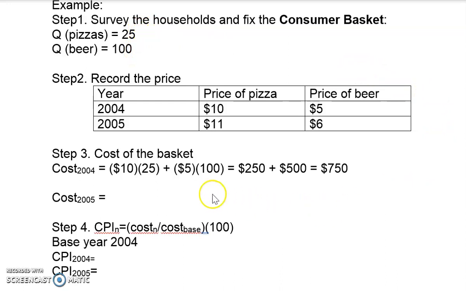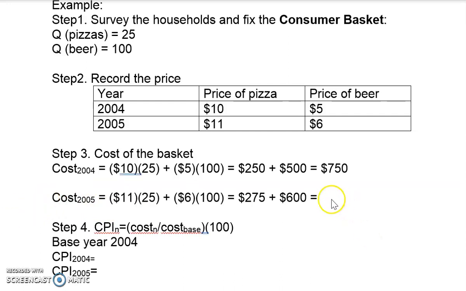Now, let's calculate the cost of 2005. Can you do that? Pause the video and see if your calculation is the same as what I got. So what did you get? I got $875. Is that what you get? Good job, very good. So now we have the cost of 2004 and the cost of 2005 for that consumer basket. Next, we are going to calculate the consumer price index.